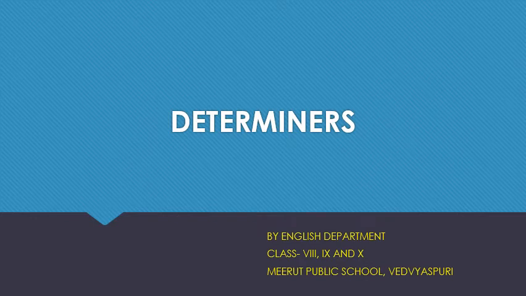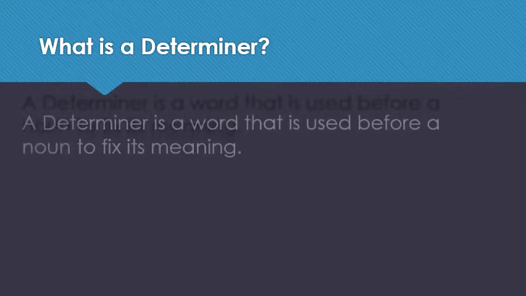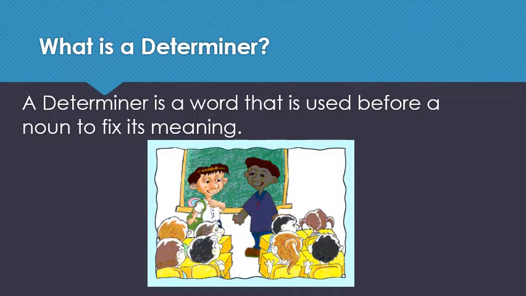So let's proceed. Now, what is a determiner? A determiner is a word that is used before a noun to fix its meaning. To fix. That means it determines something about the noun, and it comes before a noun.